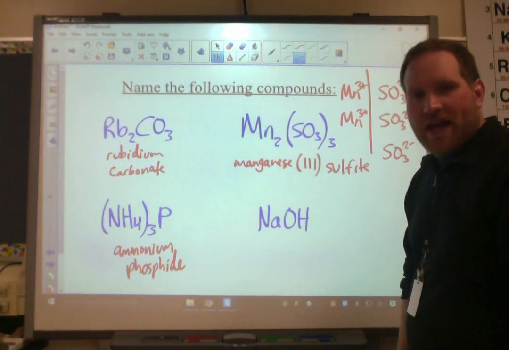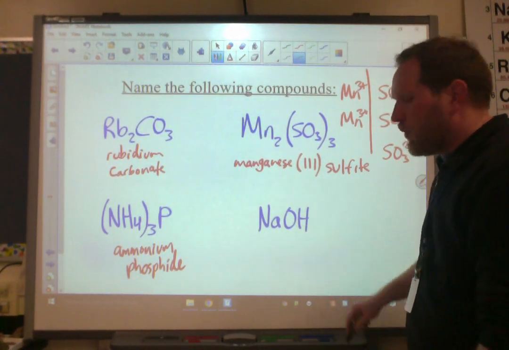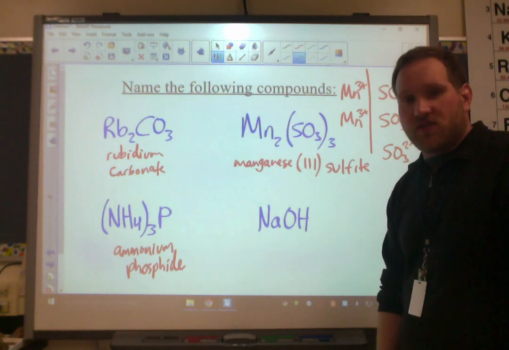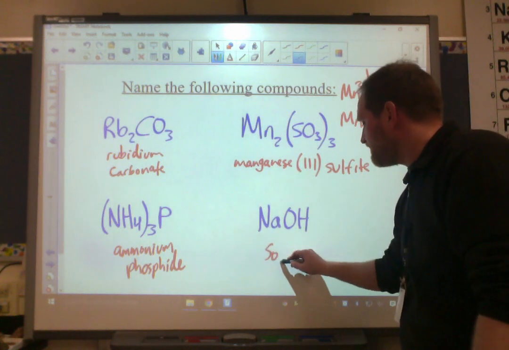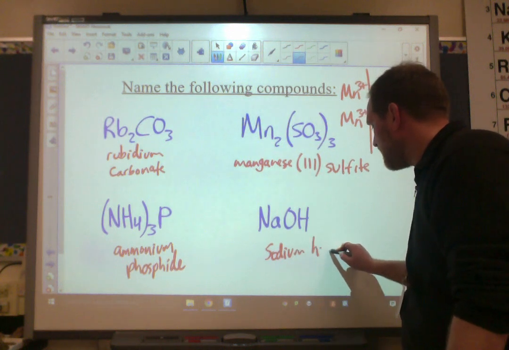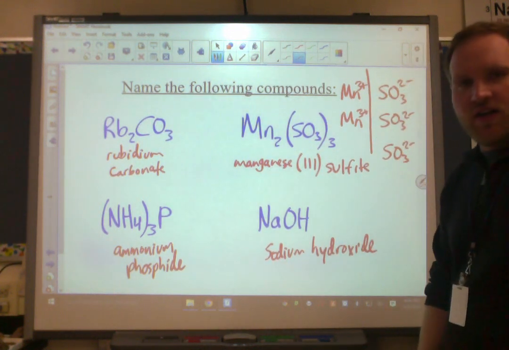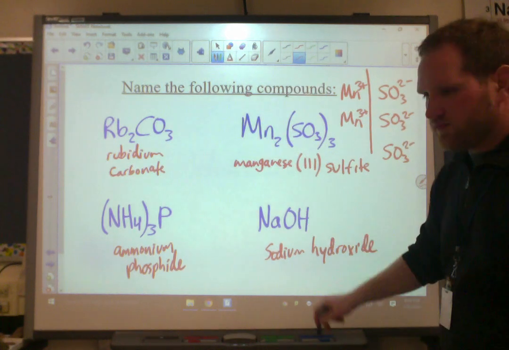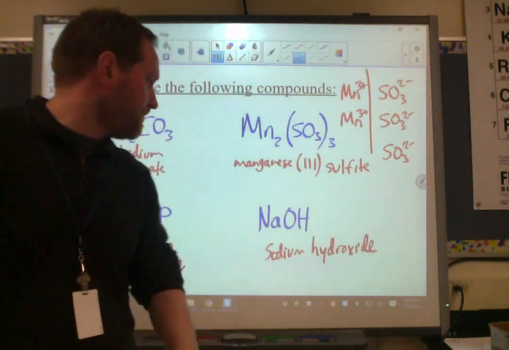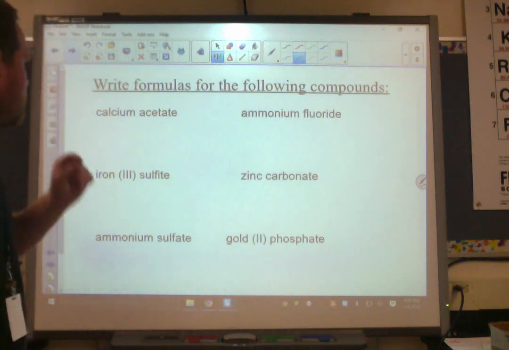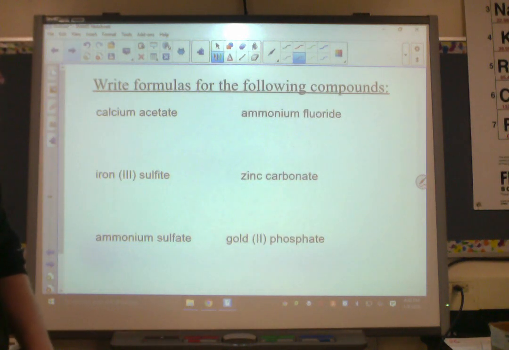Last one, very simple, NaOH. You got to recognize OH as hydroxide. Na is a type 1 metal, sodium hydroxide. Very common compound there, sodium hydroxide.